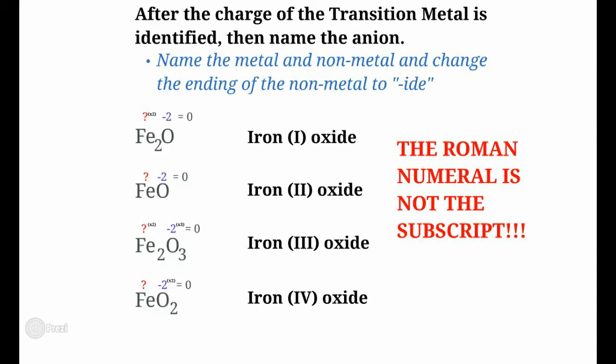So we know how to go forwards, which is the hard part. Backwards is easy. Let's say I gave you iron 1, iron 2, iron 3, or iron 4 oxide. You just have to put the charge above their head like you normally do. And you're like, well, I don't know the charge of iron. Yes, you do. What does that Roman numeral tell you? The charge. That's plus 1. That's plus 2. That's plus 3. That's plus 4. Don't ever tell me you don't know the charge of a transition metal.